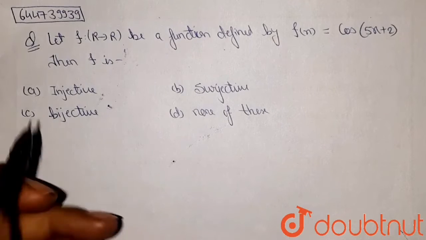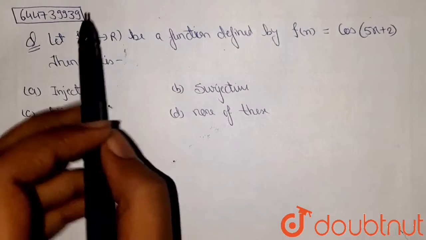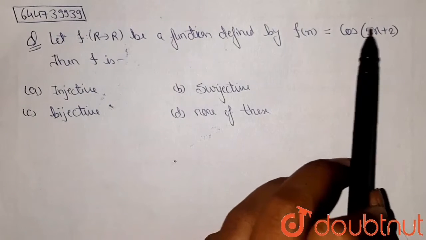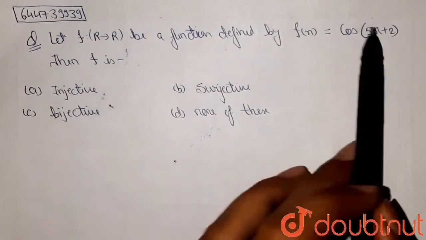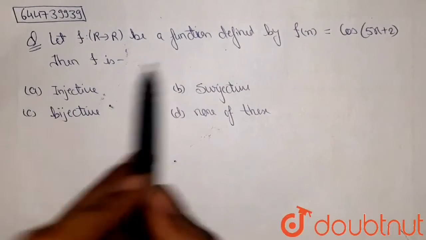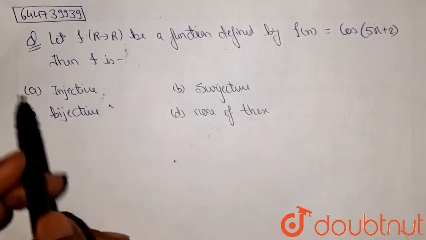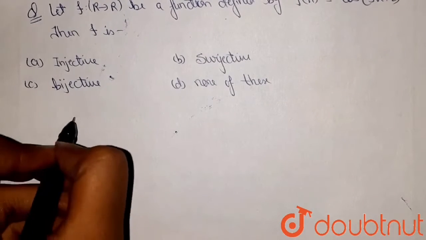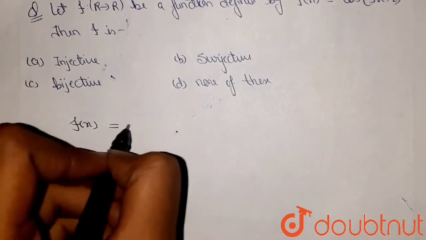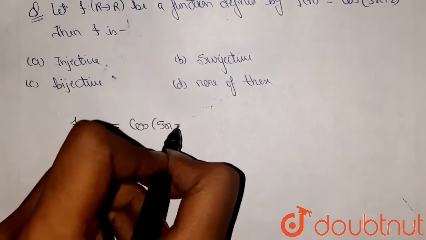Hello friends, so here's a question. It says that let f be a function from R to R defined by f of x equals cos of 5x plus 2, then f is. Okay, so basically we have to find out the nature of this function, that is, it is injective, surjective, or bijective, right? So let's start. Let me write down the function first, that is f of x equals cos of 5x plus 2, right?